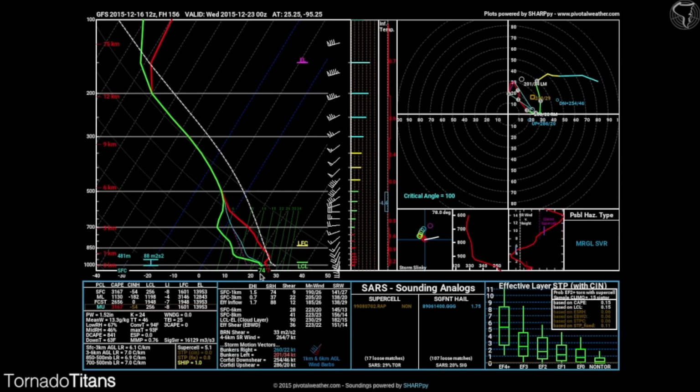Another cool thing about the LCL is that this is a really big figure for tornadoes. The lower your LCL, the better your chance of having a tornado if all the other conditions are right, because it's a lot easier to get tornadoes at lower cloud base levels than higher cloud base levels. So anyways, we'll move beyond that.